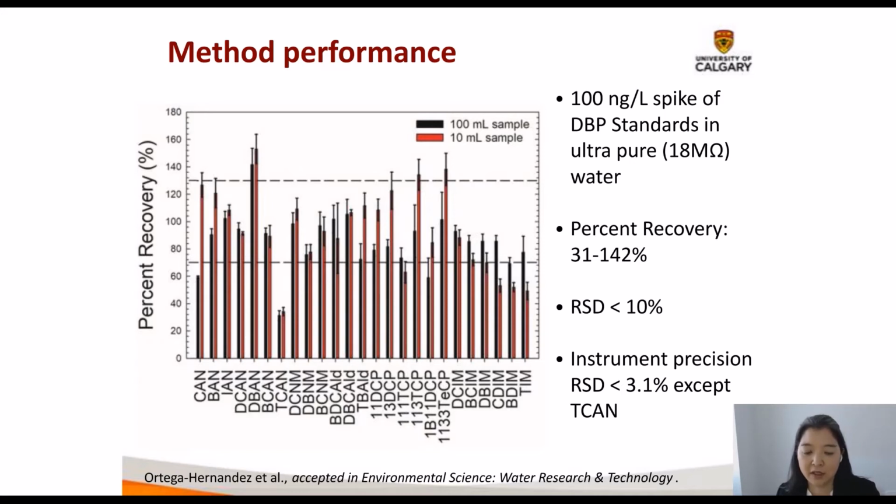And we also went ahead and did an instrument precision study with 7 replicates at 3 different concentration levels, and we observed a relative standard deviation of less than 3%, except for trichloroacetonitrile. Also in the percent recovery, we did observe a slightly lower percent recovery for trichloroacetonitrile. However, this has been reported in other methods, and it seems that it's a trouble compound for most extraction methods.